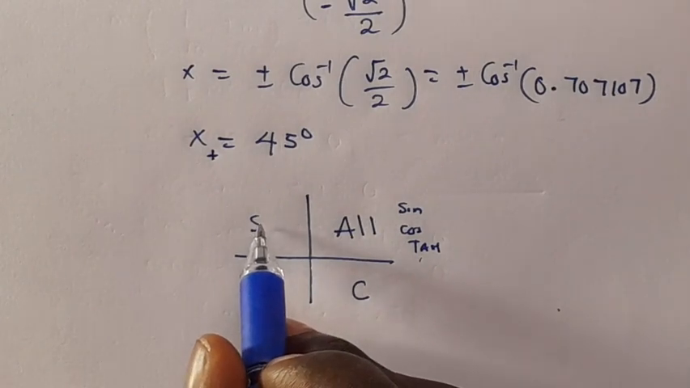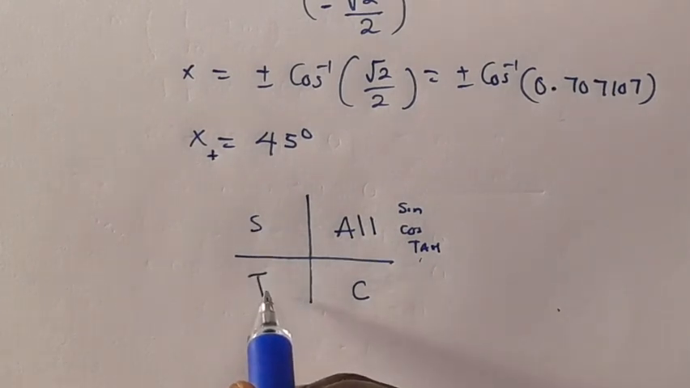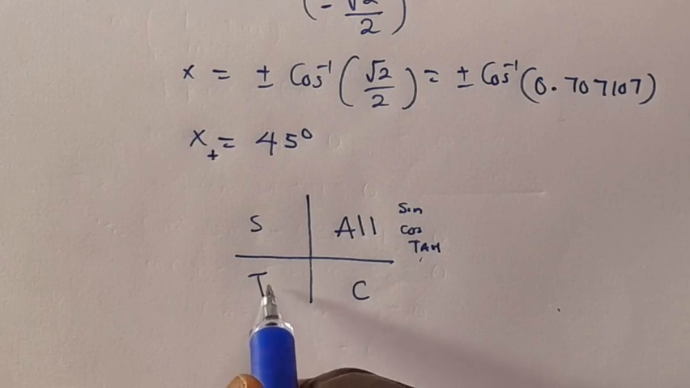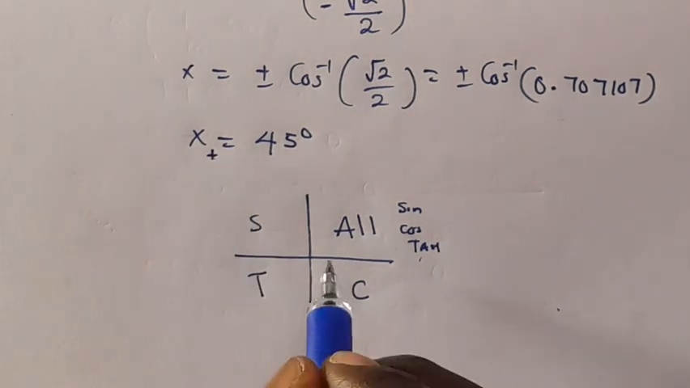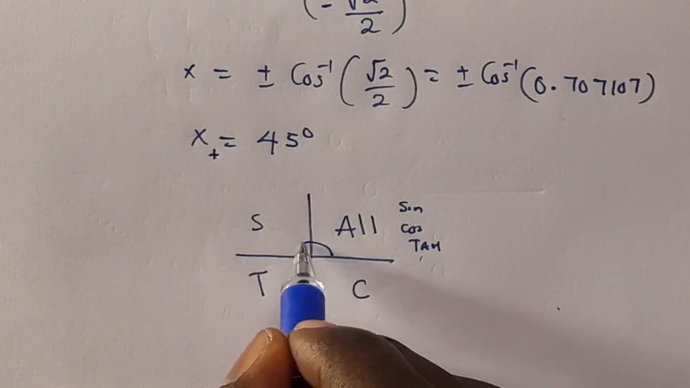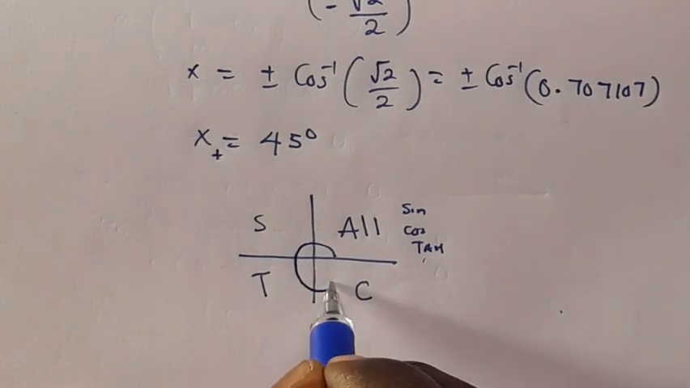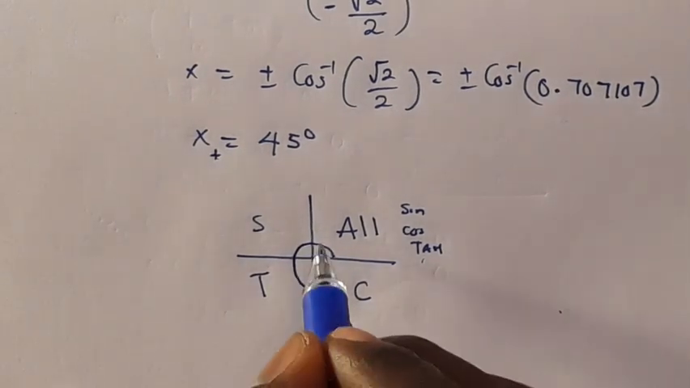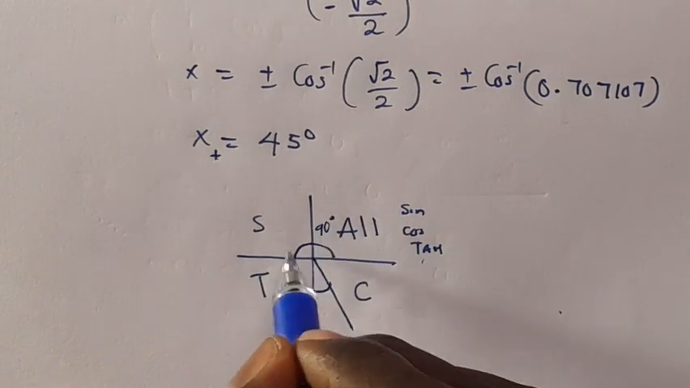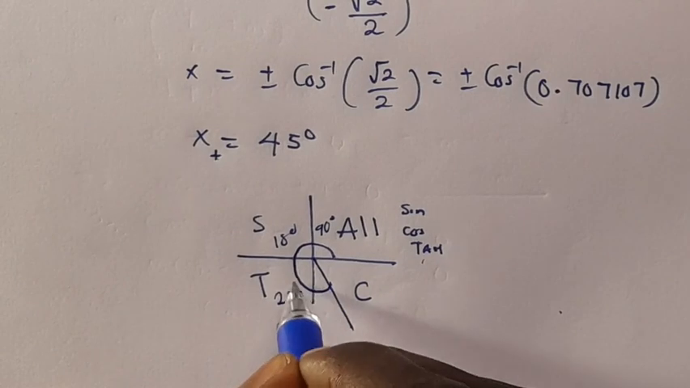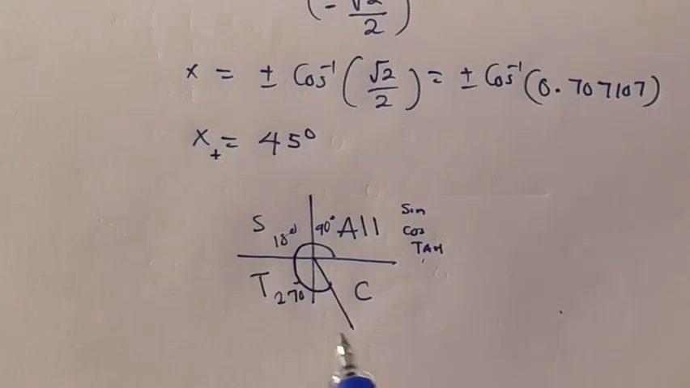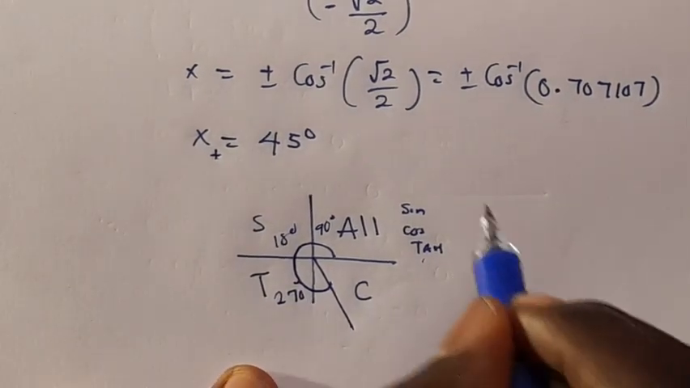Here only sine is positive. From here only tan is positive. Now from here only cos is positive, and we are looking for the positive value of x. Now we can move around this place. From here we have this to be 90 degrees, then this one to be 180, then this one to be 270 degrees. Now it will be 270 degrees plus 45 degrees.